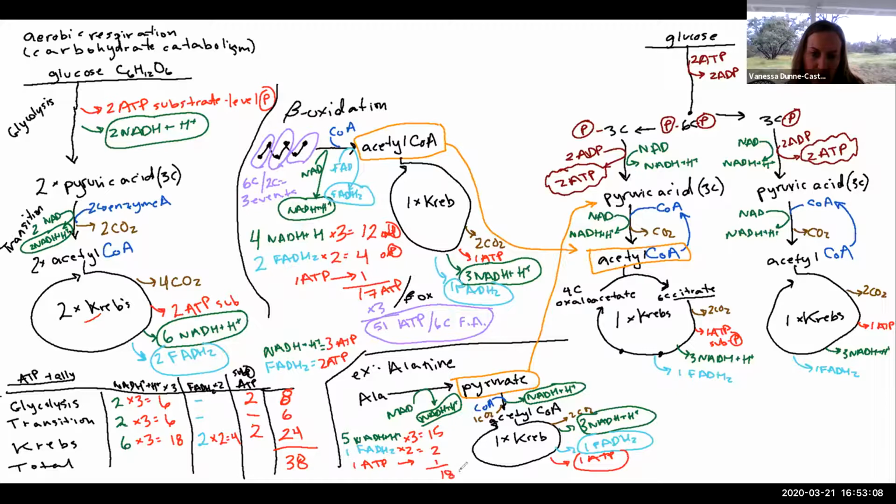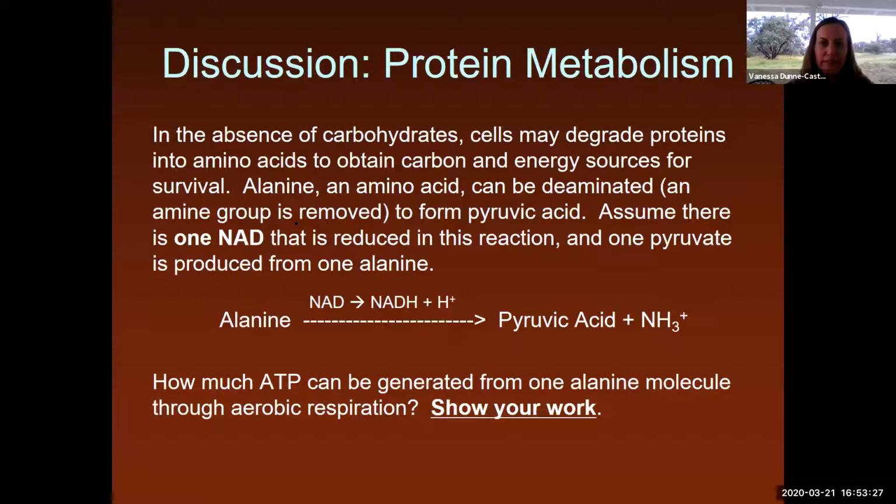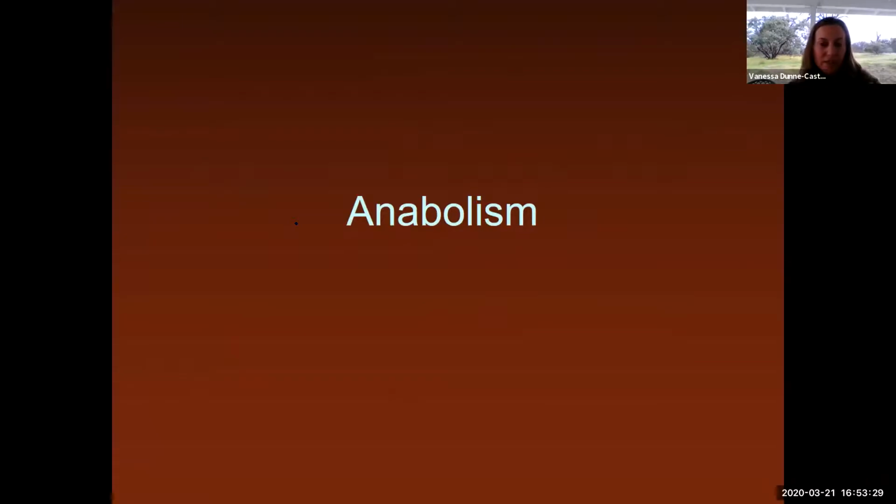So for every alanine molecule that is deaminated to make pyruvate, there is the potential to generate 18 molecules of ATP through aerobic respiration. Hopefully this makes sense to you. Okay. And that's it for catabolism.